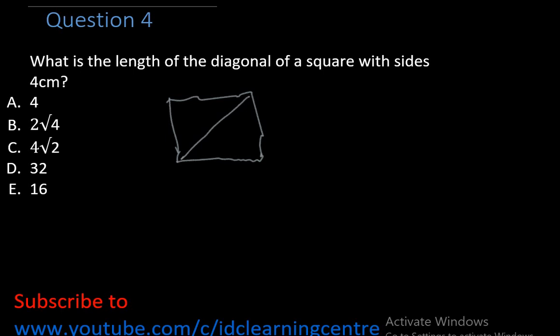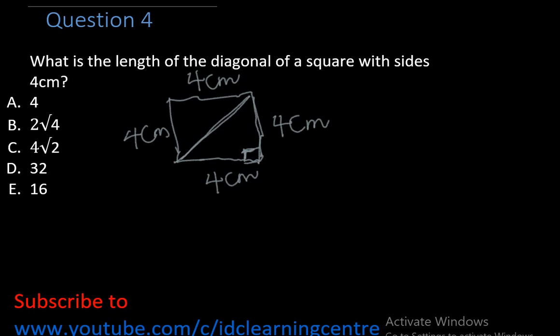Since all the sides in a square are the same, if this side is 4 centimeters, it means other sides must be 4 centimeters as well. This is 4 centimeters and this is 4 centimeters. But I'm interested in the diagonal. What is the length of the diagonal? So the diagonal and this side have given me a right angle, so I can get the value of the diagonal using Pythagoras theorem.